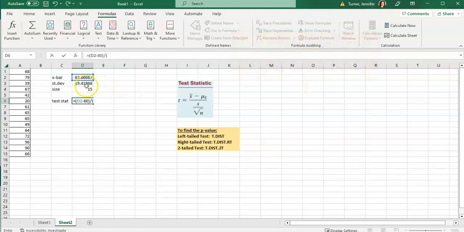So we're going to do the standard deviation, which was right here. And we're going to divide that by the square root of the sample size. To do a square root, you type SQRT and then open parentheses. We want the square root of the sample size, which one's right here. And then we're going to close two parentheses, once for the square root function and once for that denominator. So there's our formula. We hit enter. So our test statistic is 0.571, etc., etc.